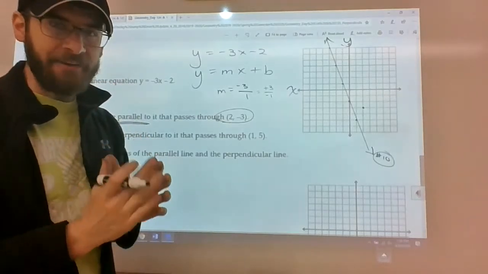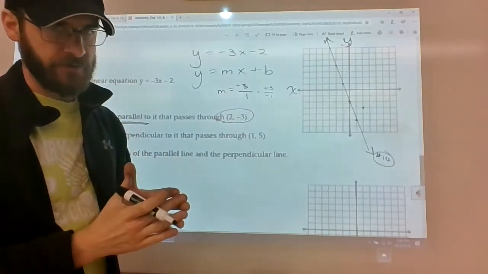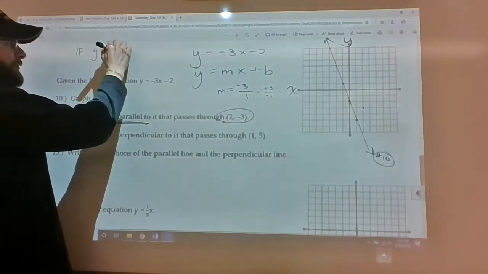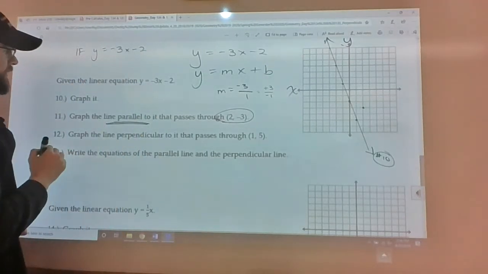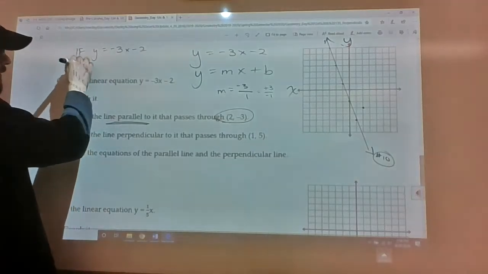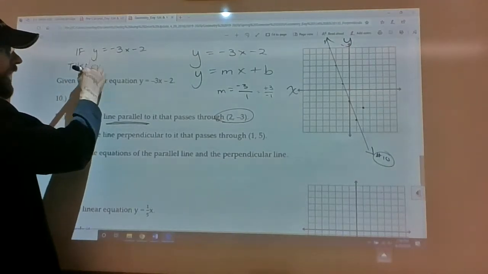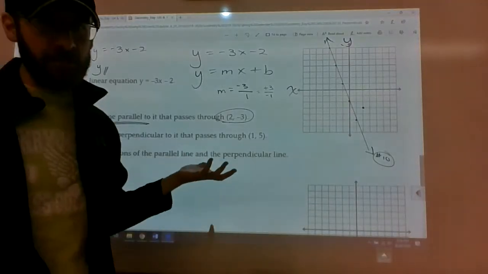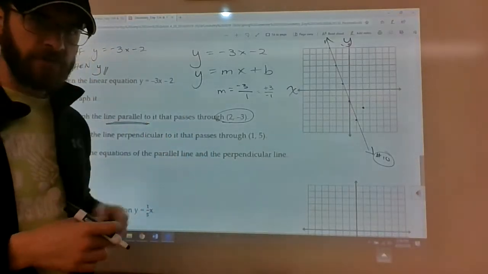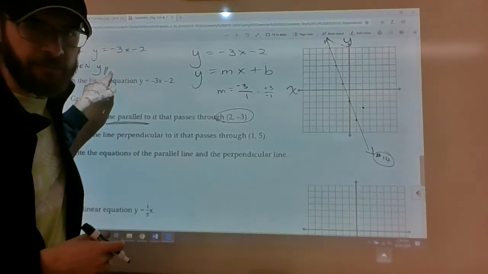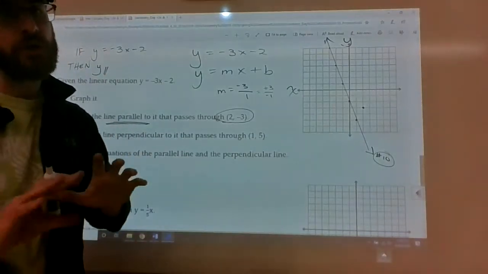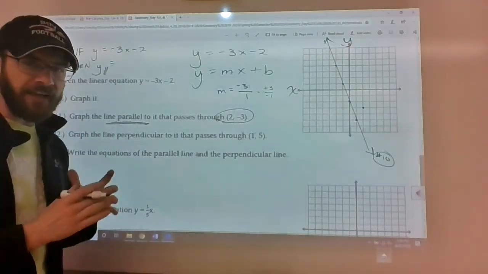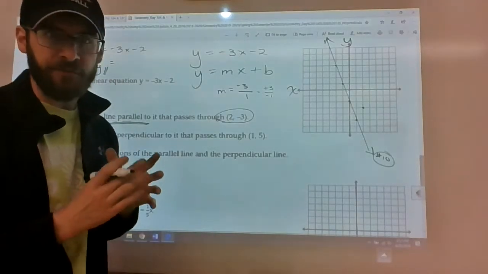Parallel lines never intersect their originals. So if y equals negative 3x minus 2, then y parallel, and I'm just using the little double line symbol to imply parallel. It's kind of standard. You guys saw this earlier this year. It equals a line that would never cross negative 3x minus 2.